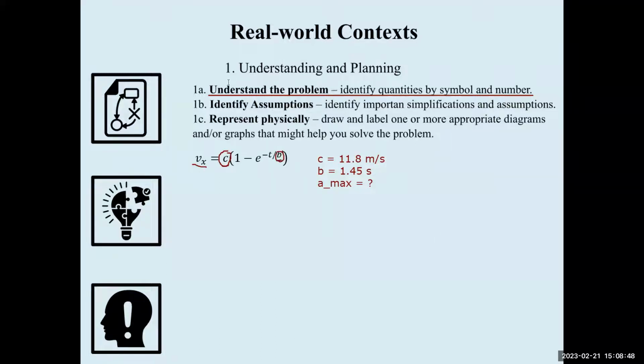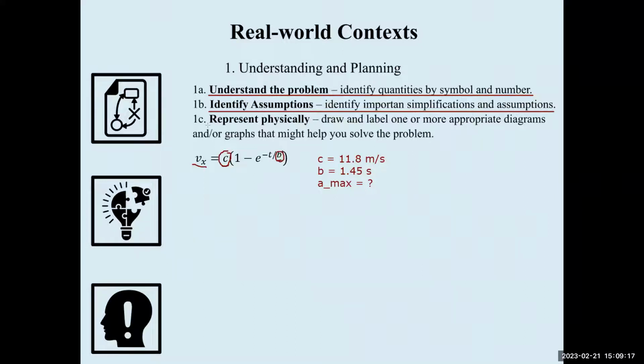The next thing here is that I want to identify any assumptions or simplifications for the situation. Here, I'm going to be treating the runner like a point particle, so I'm clearly using the particle model. I'm also assuming that the runner is moving in one direction. Here, that would be the x direction. Those are pretty much the only assumptions that I think I'm making, aside from the form of the equation itself.